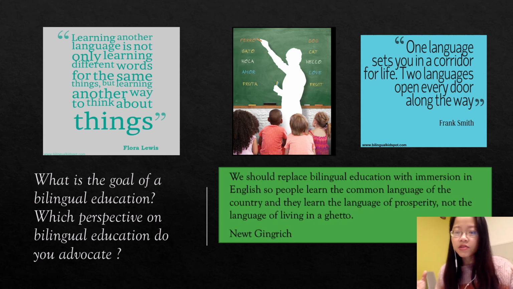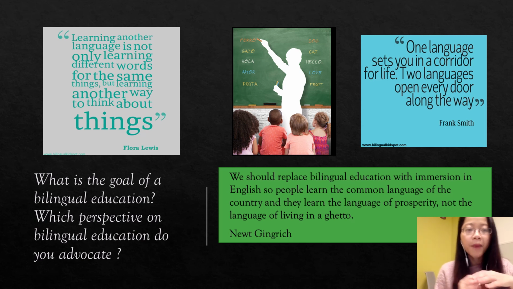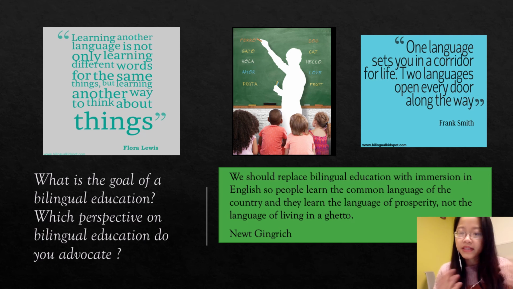However, there are also very strong radical opponents to bilingual education. For example, a perspective can be we should replace bilingual education with immersion in English. So people learn the common language of the country and learn the language of prosperity, not the language of living in a ghetto. So you would think that, oh, it's a very extreme opinion, right?